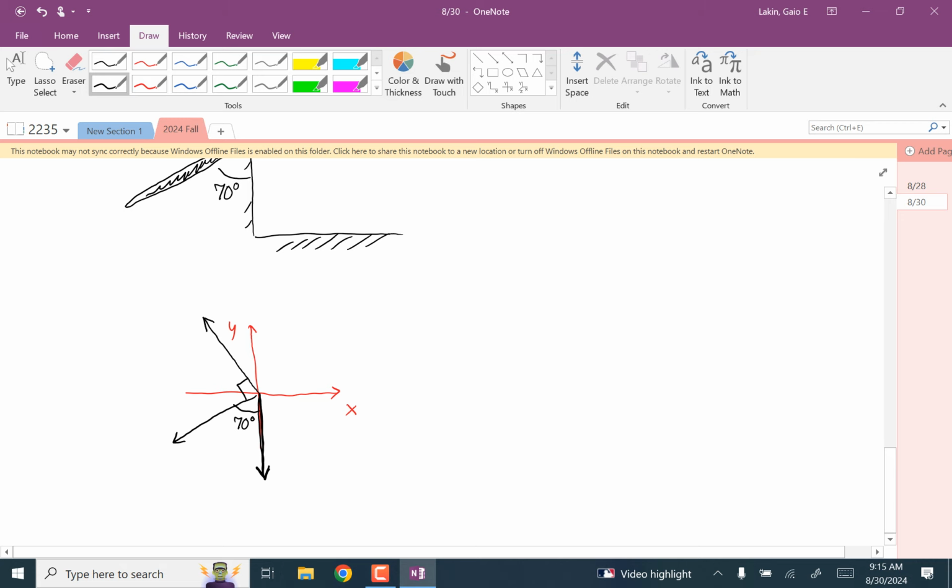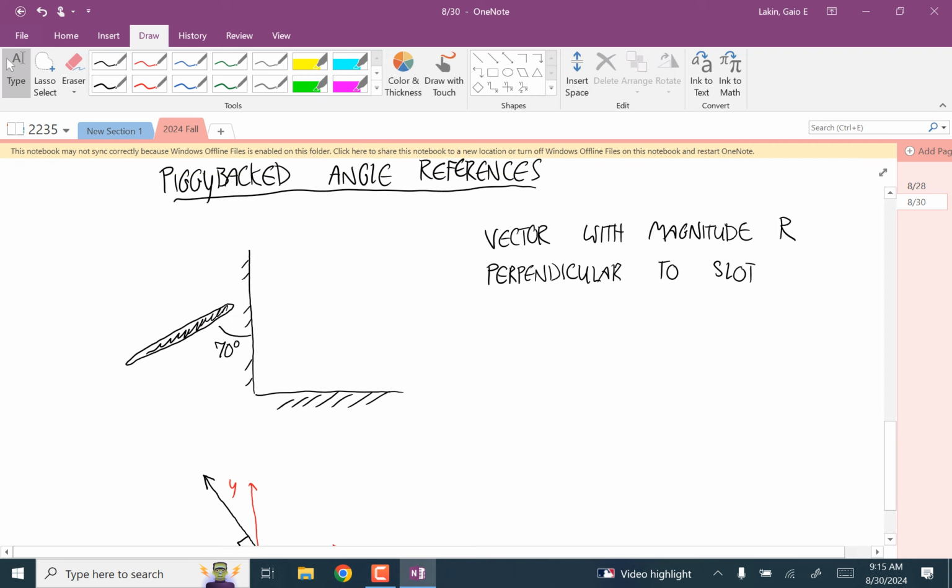Perpendicular means that that angle's 90 degrees. Okay. I'm sorry, is this in 2D? Yeah, it's in 2D, yes. In 3D, you're basically not going to be using angles ever. You're just going to be using points pretty much.